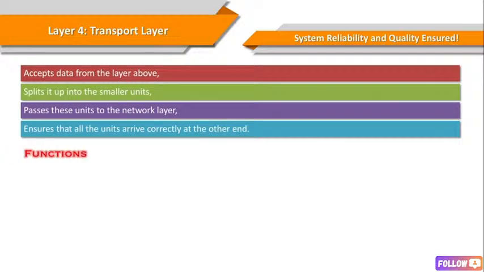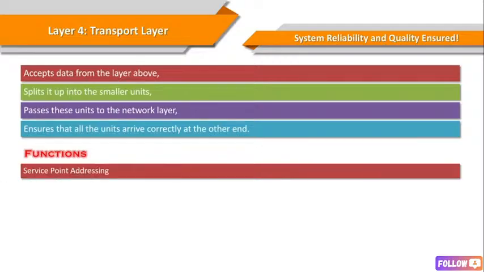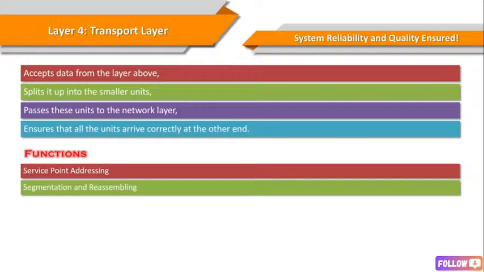Okay, so now let's look at the functions of the transport layer in detail. Service point addressing. The transport layer header includes the service point address, which is the port address. This layer gets the message to the correct process on the computer, unlike the network layer, which gets each packet to the correct computer. Segmentation and reassembling. A message is divided into segments. Each segment contains a sequence number, which enables this layer to reassemble the message. The message is reassembled correctly upon arrival at the destination and replaces packets which were lost in transmission.